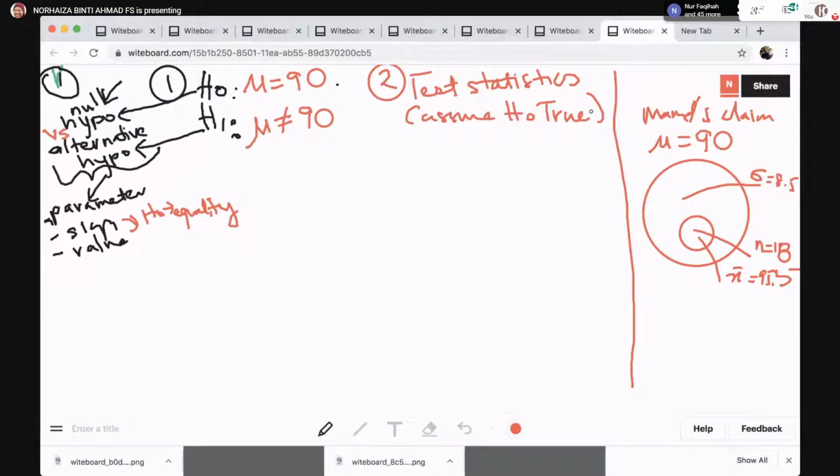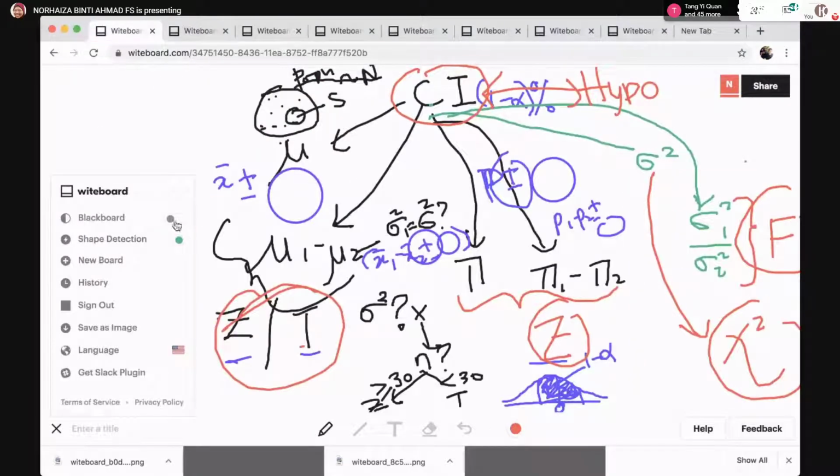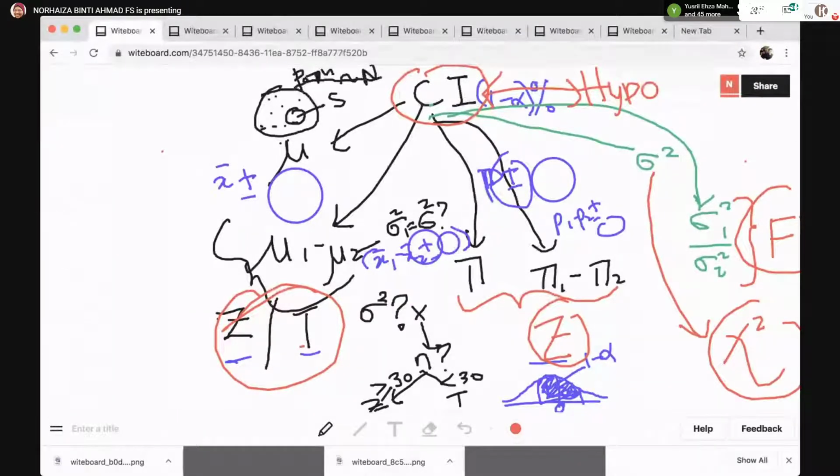And you're going to use your sample statistics, the distribution of your sampling distribution, to calculate your test statistics. So here you need to remember this one. You need to remember this diagram.